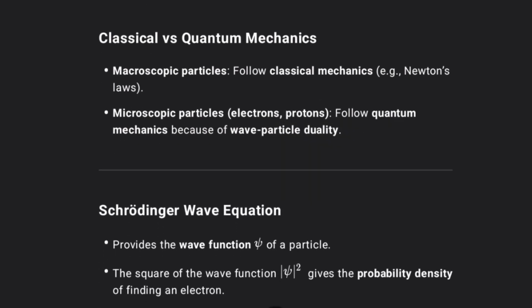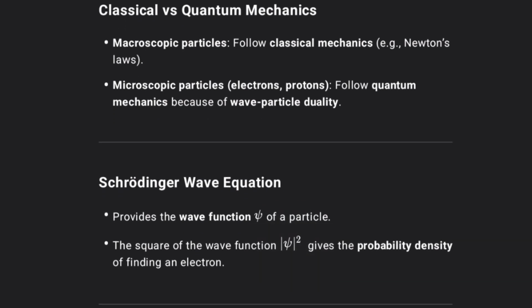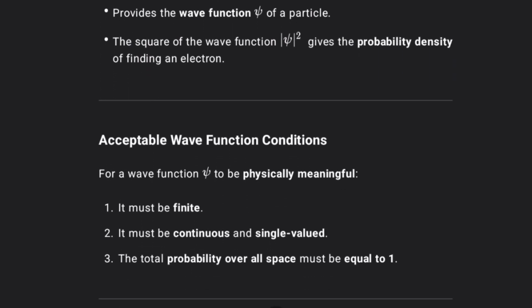Macroscopic particles follow classical mechanics, e.g. Newton's laws. Microscopic particles, electrons and protons, follow quantum mechanics because of wave-particle duality. The Schrödinger wave equation provides the wave function psi of a particle. The square of the wave function, psi squared, gives the probability density of finding an electron.